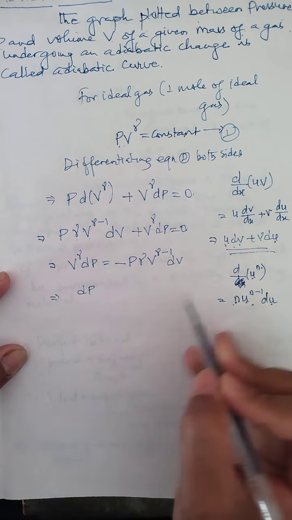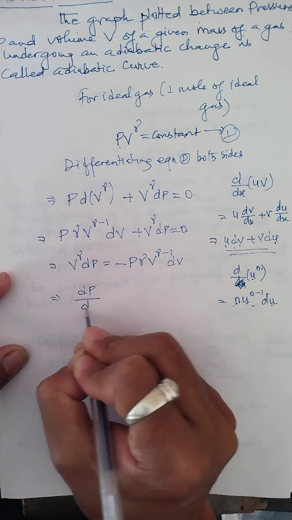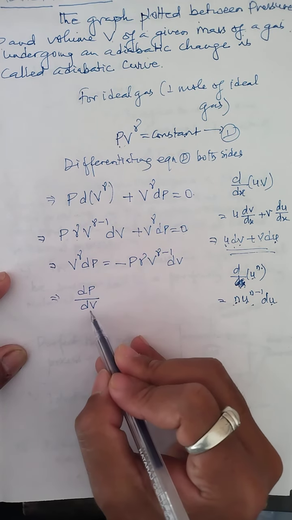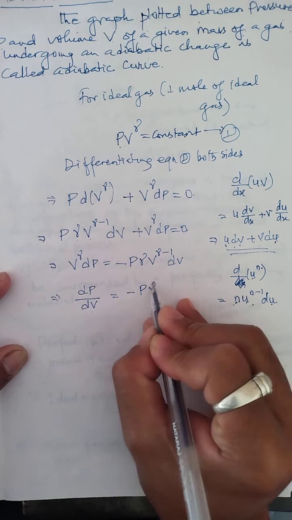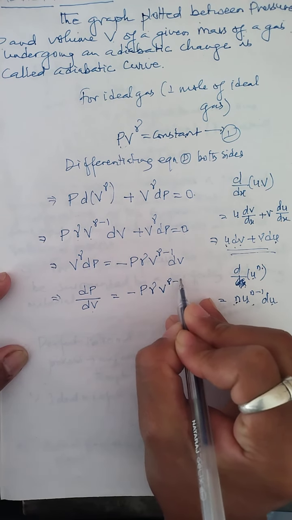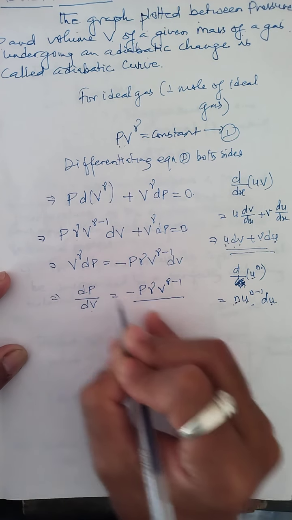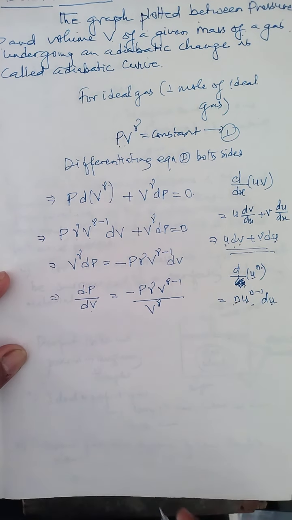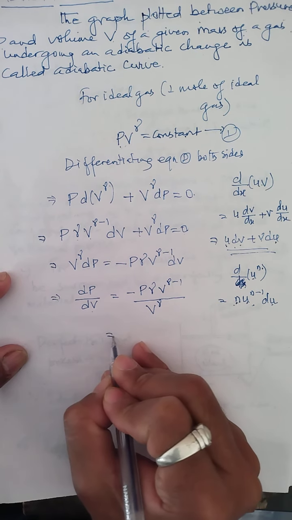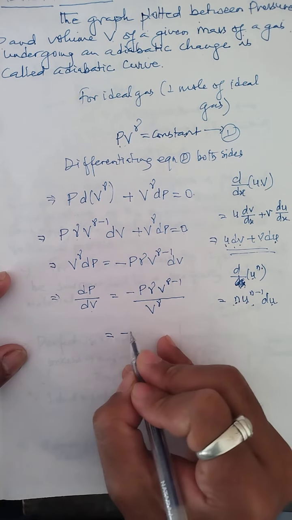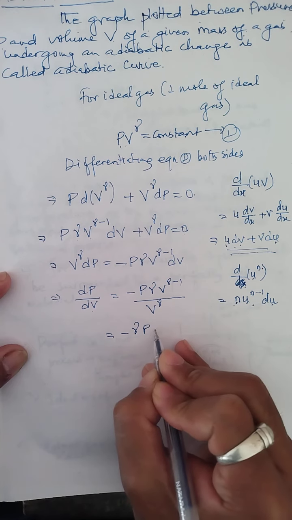So this dB I'll take in the denominator of the left hand side. This is dB. So dP by dB equals minus P gamma B to power gamma minus 1, divided by B to power gamma, which will go in the denominator. Now we can further simplify this part, children. So I write down minus gamma, I write P in front.